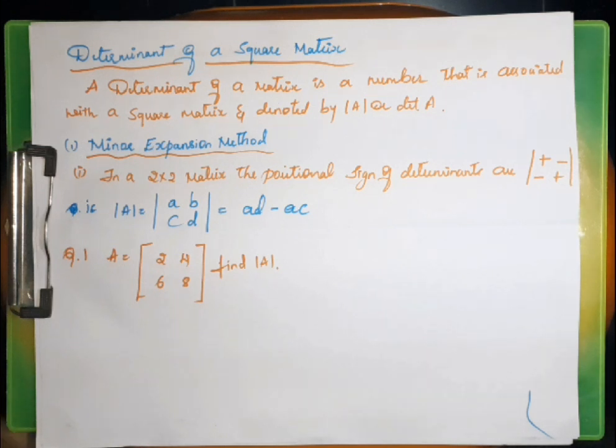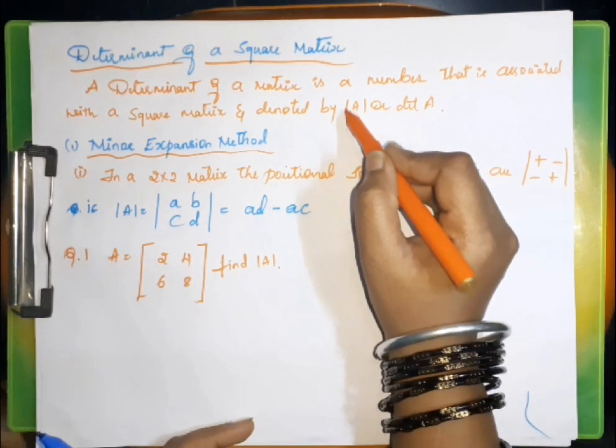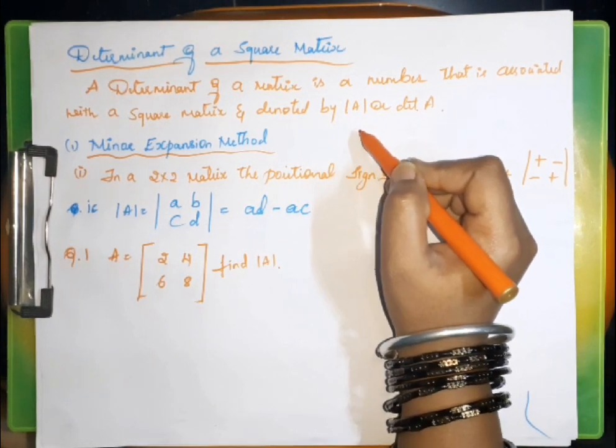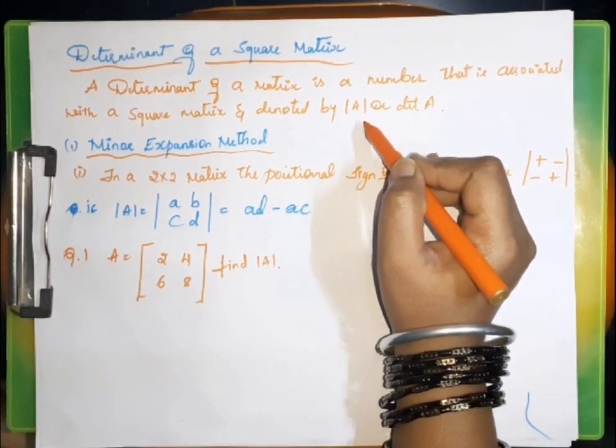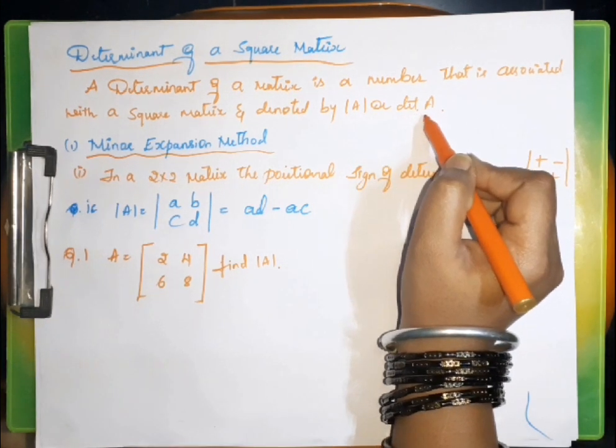In today's class we are discussing determinants of a square matrix. A determinant is a number that is associated with a square matrix and is denoted by determinant A. These two parallel lines denote the determinant. You can write the determinant like this symbolically, or else as determinant A.